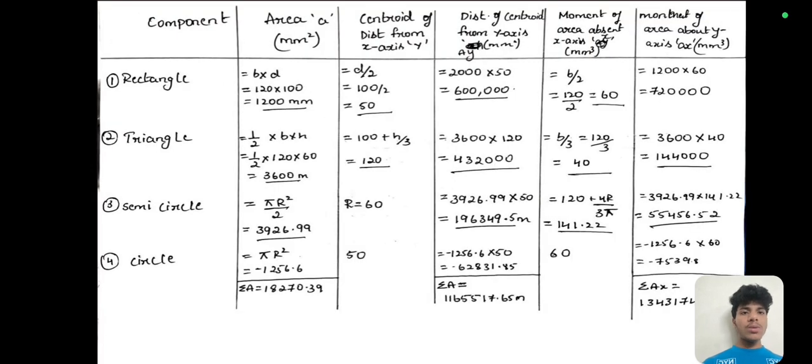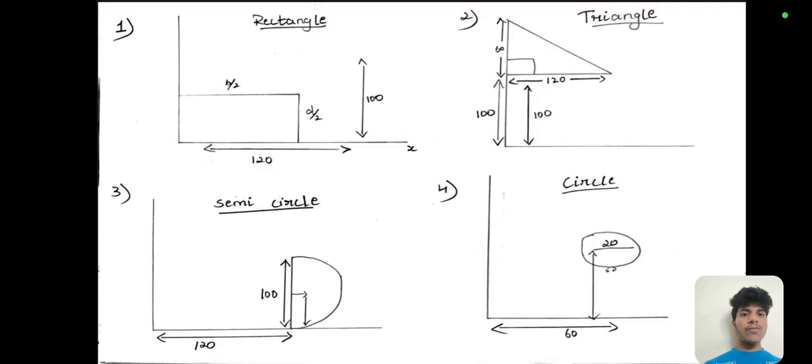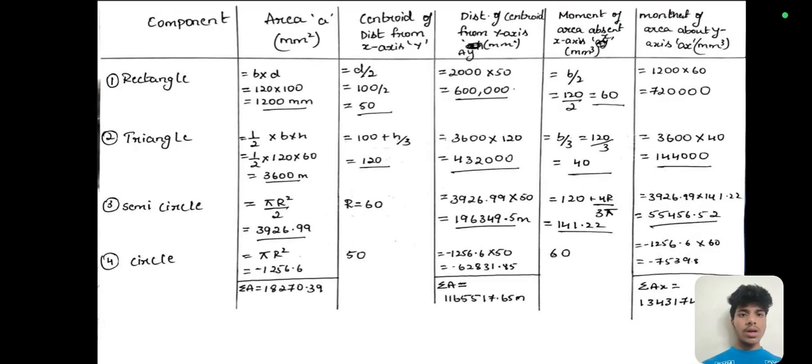Next we have to make about 6 columns for these components: area A, distance of centroid from x-axis y, distance of centroid from y-axis ay, moment of area about x-axis x mm cube, and the last column is moment of area about y-axis ax mm cube. In the figure we have to mark the components and go accordingly, as we have marked. So as you see, we have first the rectangle, so we'll be taking the rectangle first.